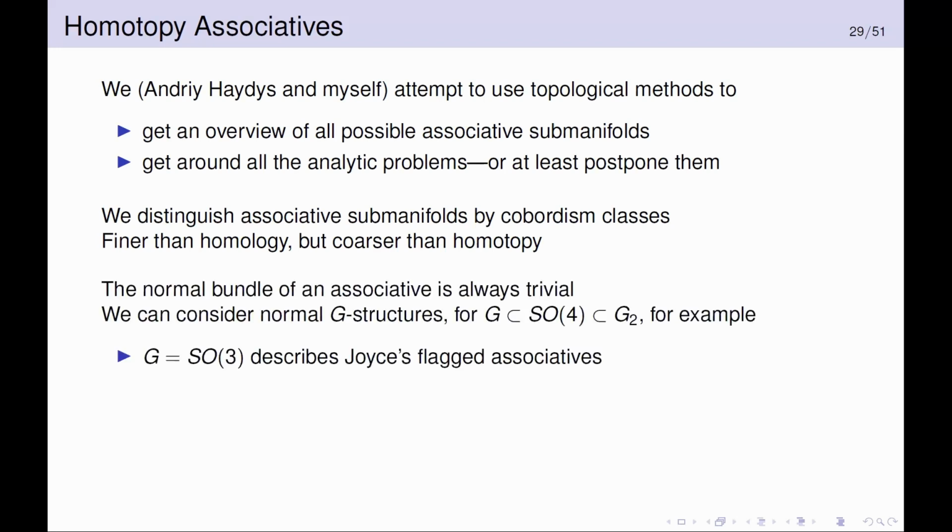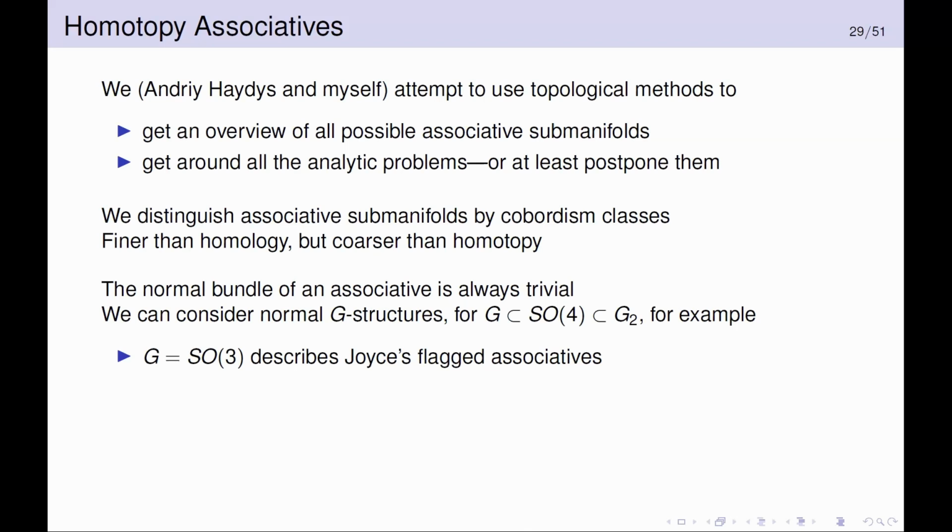Now, we are in a 7-manifold that is spin. And we have a 3-manifold that's oriented. Now you know that oriented 3-manifolds have trivial tangent bundle. And now you can conclude that the normal bundle must be spin as well. And because the group Spin(4) is disconnected, we can conclude that the normal bundle of an associative is always trivial. However, there is no natural trivialization, it's just the fact that you can trivialize it.